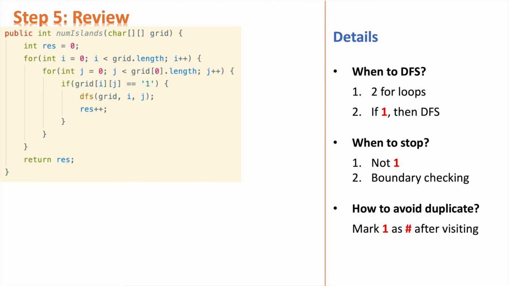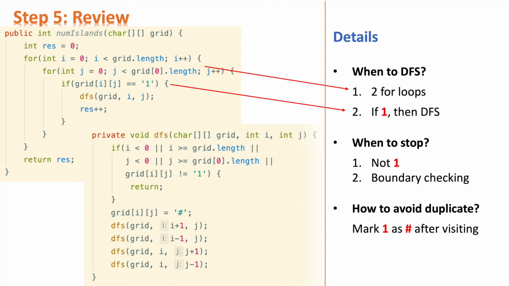We use two for loops to traverse the array. If there is a 1, we start our DFS process. As for when we stop in the recursion, it is when we have a number that is not equal to 1, or we get to the boundary of the array. Finally, to avoid duplicates, we use a trick to mark 1 as a pound sign after visiting.